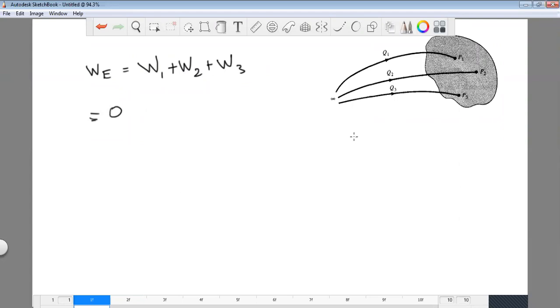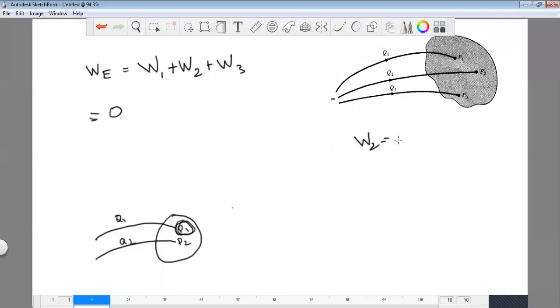Next, coming to W2. Here we place point charge Q1. Initially, charge Q1 is placed at P1, so there is no other charge in the electrostatic field. Here I'm going to move charge Q2 to P2. Already Q1 is present in the static field.